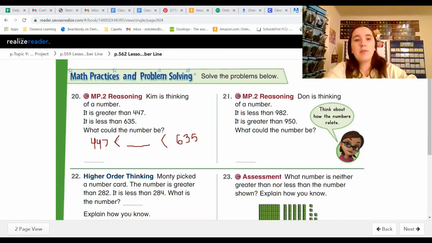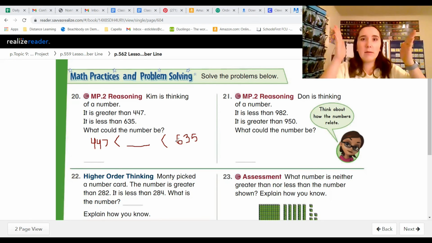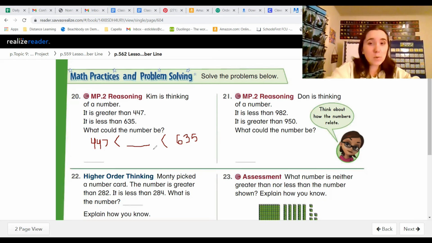So now we have to think of a number that goes between 447 and 635. Now guess what, you guys? There's tons of numbers that we could pick. We can also pick numbers that are really easy to find. What I'm going to do is think of it this way. I have 400s over here and I have 600s over here. So I could pick any number in the 500s and it would have to be in between them, okay? Or I could go 447 plus 1 is 448, and that could be my number. Or I could do 635 minus 1, and that could be my number. Any one of those numbers would be totally fine. So we can pick any of them.